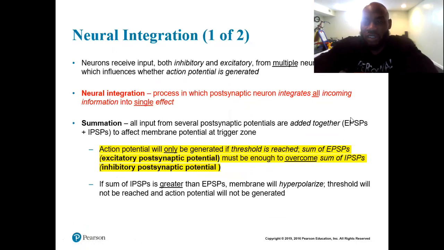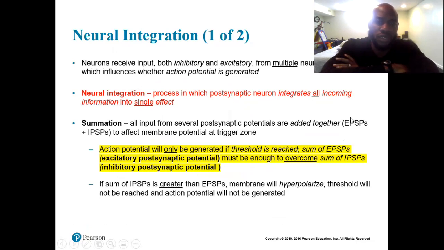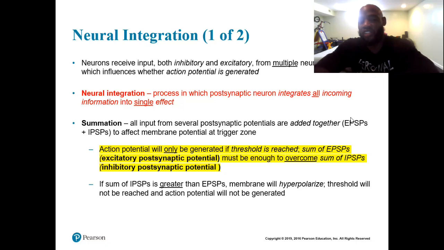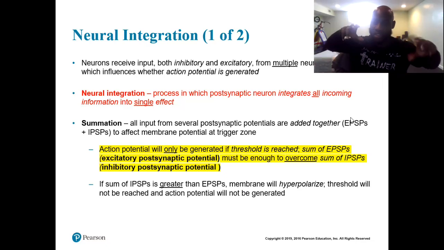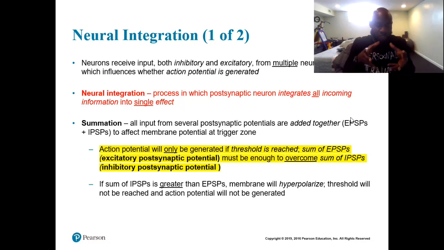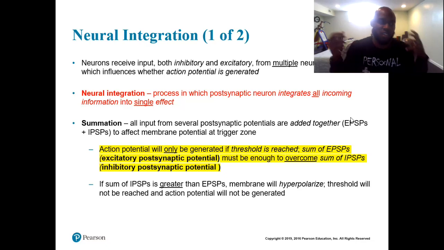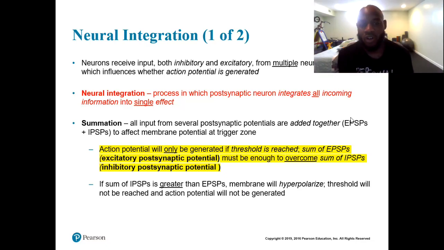All right, we have this term called neural integration. Neurons receive input, inhibitory, excitatory, some telling them to stop, some telling them to go, from multiple neurons. Neural integration is a process in which postsynaptic neurons integrate all incoming information into a single effect. Remember, neurons are connected to thousands of other neurons, so I'm getting all this information at once. Let me take the positives and the negatives and add it all together. If it's mostly positive, I'm going to send the signal. Or if it's mostly negative, I'm going to stop sending the signal. It's telling me to stop. So all input from several postsynaptic potentials is added together to affect the membrane potential.